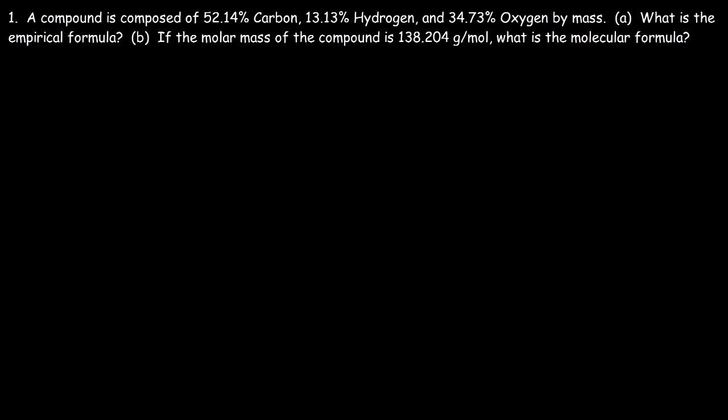A compound is composed of 52.14% carbon, 13.13% hydrogen, and 34.73% oxygen by mass. What is the empirical formula?